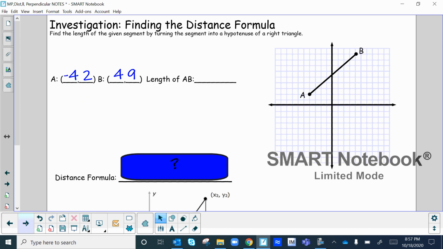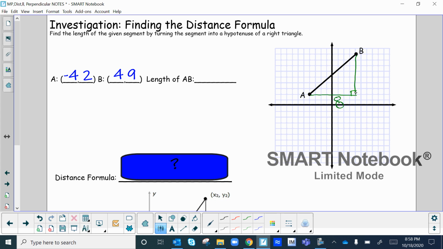Let's now find a distance formula. How do you find the length of a segment? It says find the length of segment AB by turning the segment into the hypotenuse of a right triangle. So let me get my pen. If I draw a segment going up and down, I have myself a right triangle. And you guys did Pythagorean theorem before in the past in middle school, and we did a little bit this year. So let me find the length of each side. 1, 2, 3, 4, 5, 6, 7, 8. So the length of that piece is 8.